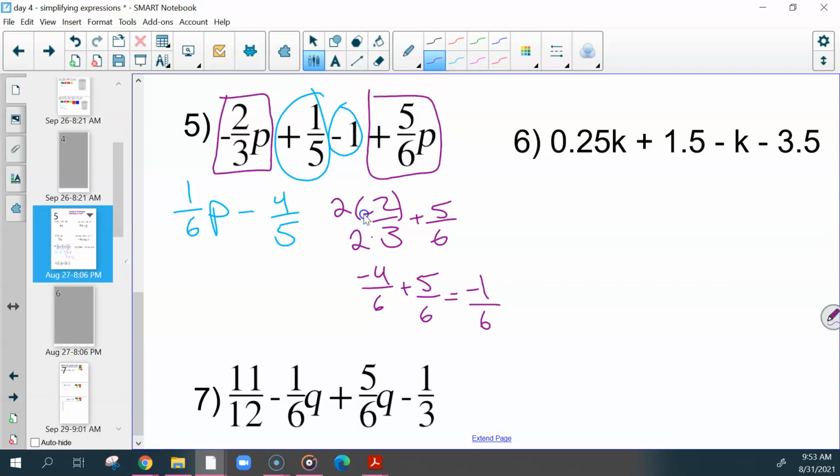Same thing with the 1/5. All whole numbers have an invisible 1 underneath them. So if you rewrite this as a fraction, then the goal is still the same. You want these denominators to be the same. So we're going to multiply this denominator by 5. What I do to the denominator, I also need to do to the numerator.